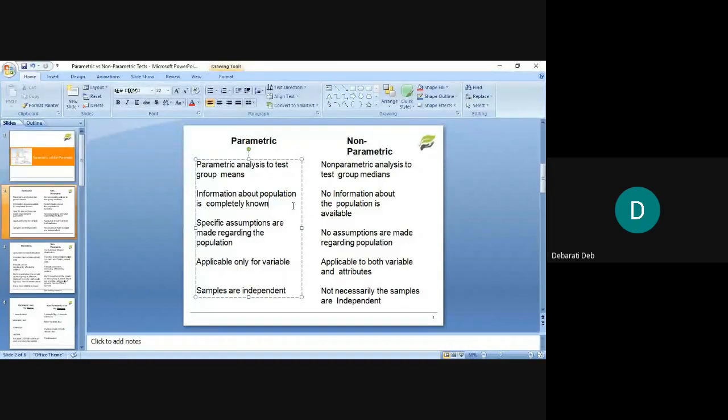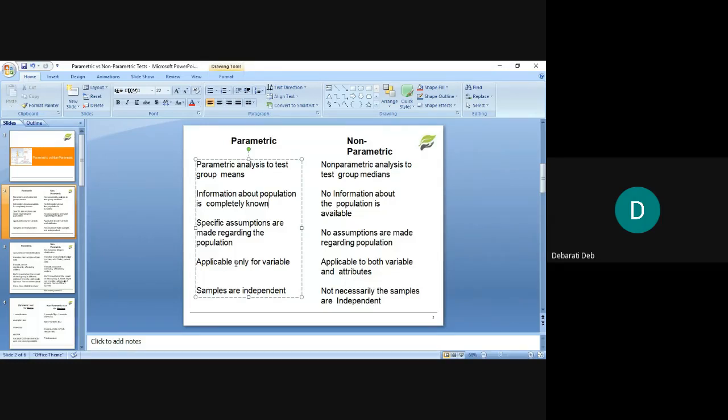about the population. Then the next point says that parametric tests are only applicable for variables, whereas non-parametric tests are applicable to both variables as well as attributes. If you want to know the meaning of variable and attribute, you have to go back to the previous class recordings. I have explained there what a variable is and what an attribute is.